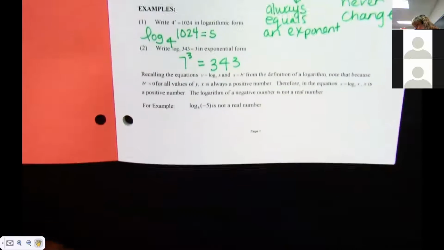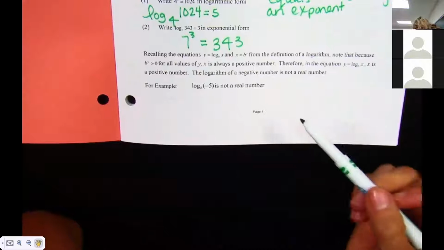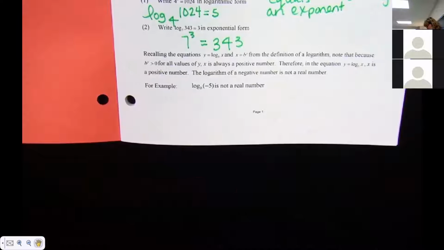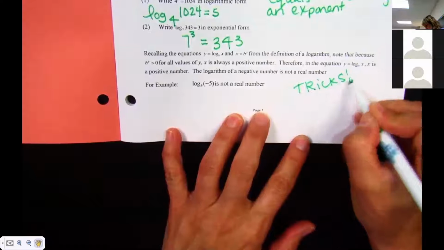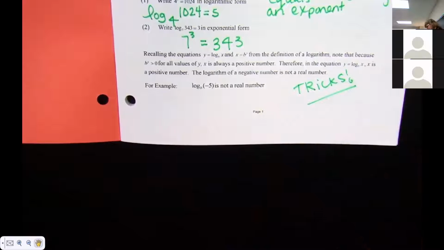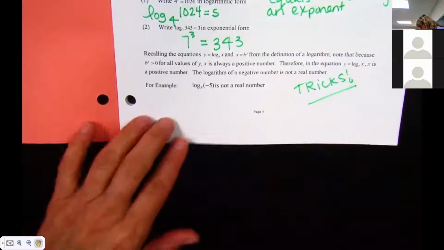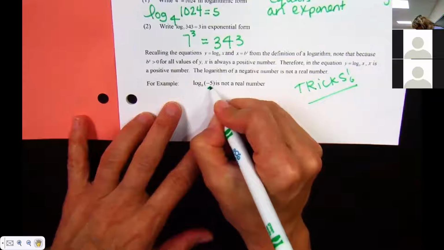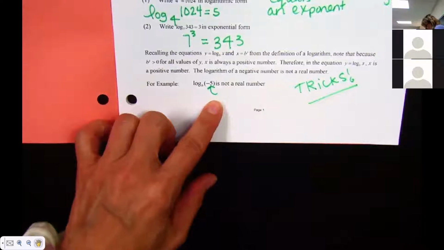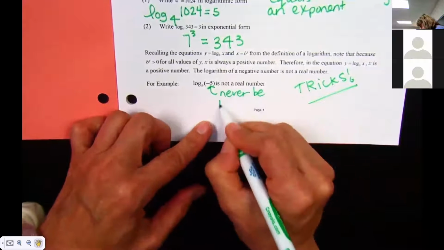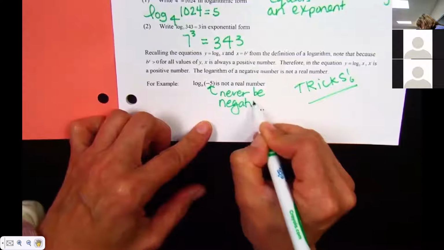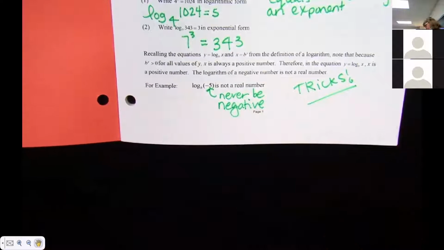Okay, let's see what's going on at the bottom of the page. So truly the bottom of the page, that's like a teacher trick. Don't fall for my tricks. So listen, any number can be negative except what you're taking the log of. So this can never, ever be negative. And let me show you why. You don't have to write this down.